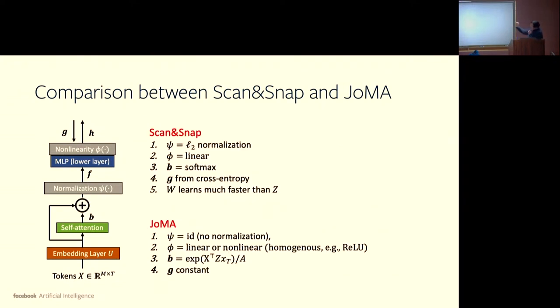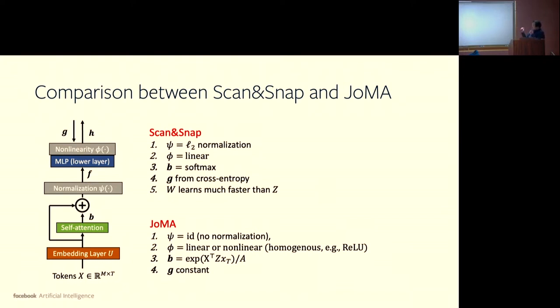So the difference between Scan and Snap and the Dyad paper is that you might have very different settings. For example, in Scan and Snap, you might have additional L2 normalization, and you have to assume that the activation function is linear, and that ZW learns much faster than Z. On the other hand, in Dyad, we have different settings, so maybe phi is identity, and there's no normalization.